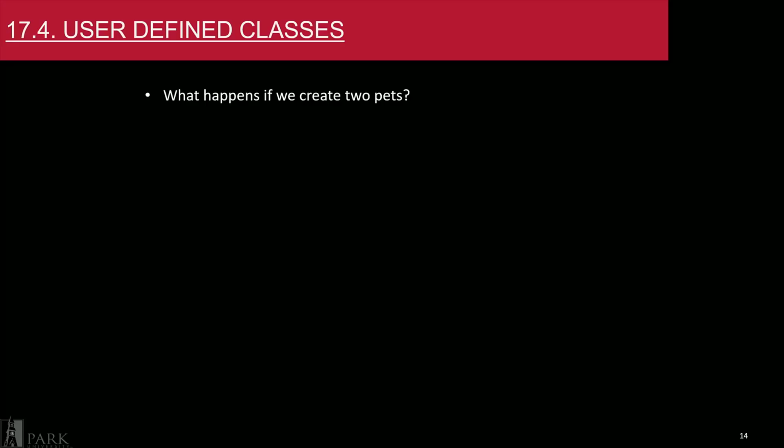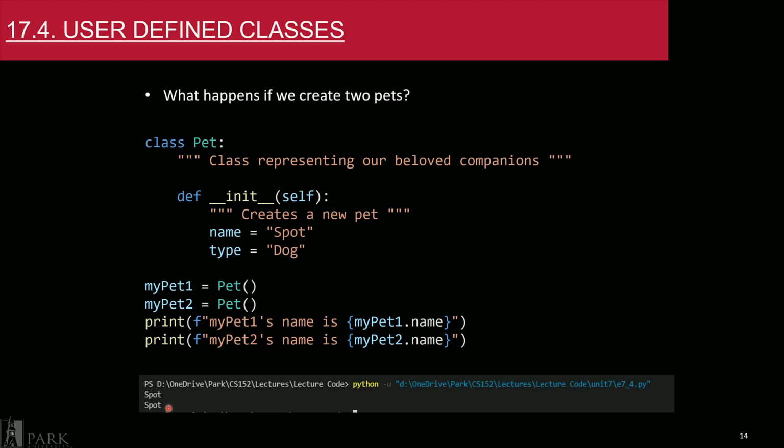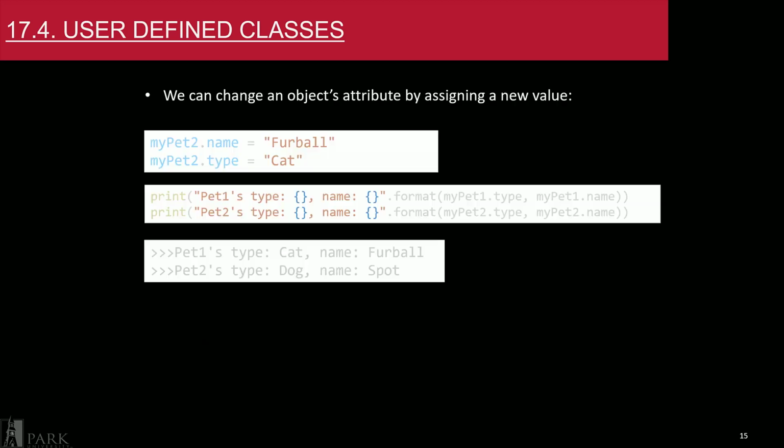Now, what happens if we create 2 pets? So here you can see that we have our pet class. We're returning to our pet class, and you can see we have my pet 1 and my pet 2. We use the same code to instantiate a new object, and if we print out both of these as names, you will see that, of course, they are both called Spot. Well, that doesn't do us really any good if every object we create has the same attribute values, right? So what can we do about that?